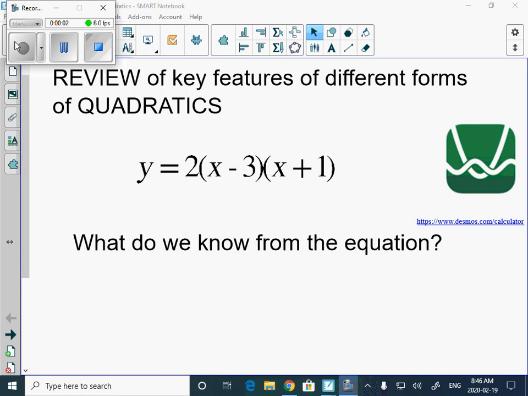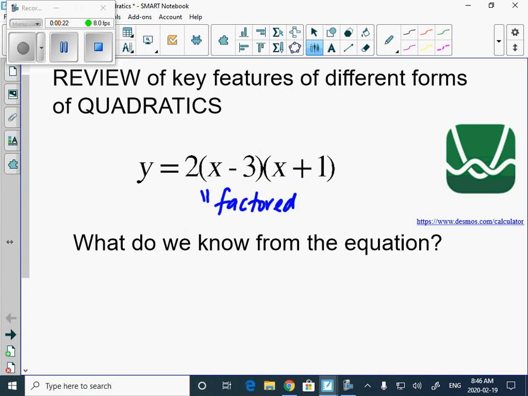So grade 11s, are you ready for the last month of grade 10 math in 10 minutes, maybe 12? Okay, we're going to review the key features of the different forms of quadratics. The first one that I have here is in what we call factored form. It has been written as a multiplication where you can see two separate brackets.